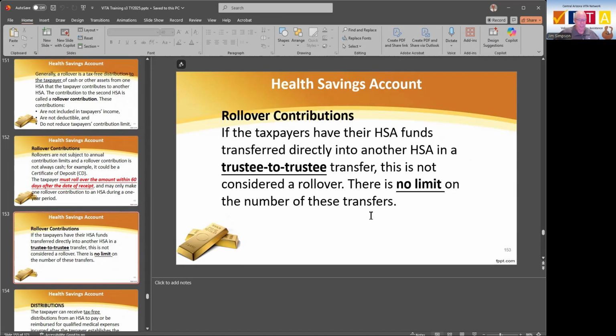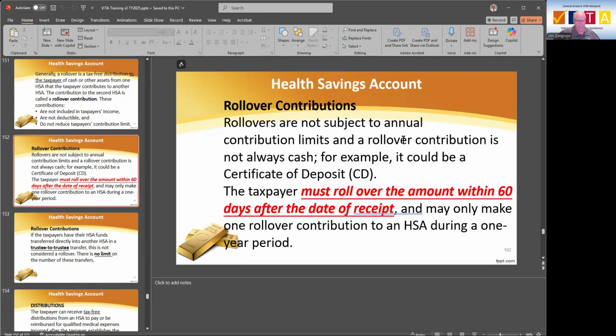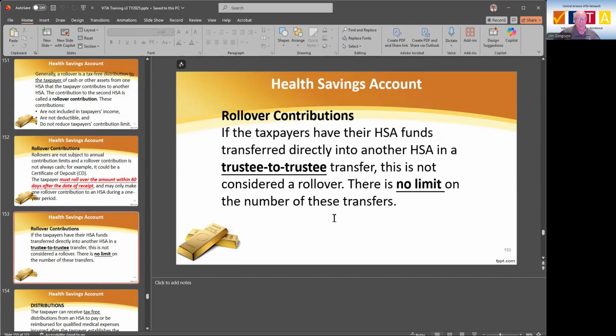Again, you want to do a trustee-to-trustee transfer. If you do the trustee-to-trustee transfer, there's no limit on the number of transfers. I'm going to go back up to the other slide. The limit I talked to you about, only making one, is for a rollover contribution. That's not a trustee-to-trustee transfer. It's kind of the same thing. The only difference is you didn't touch the money. It went from trustee to trustee, and there's no limit on those transfers.